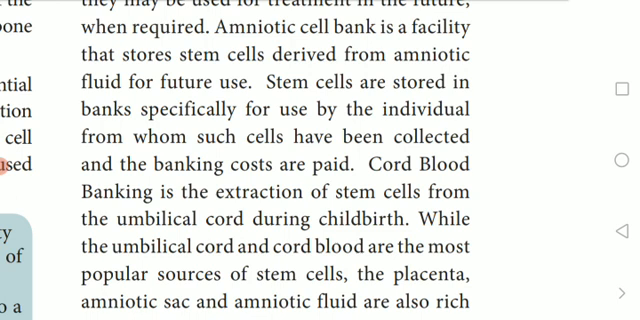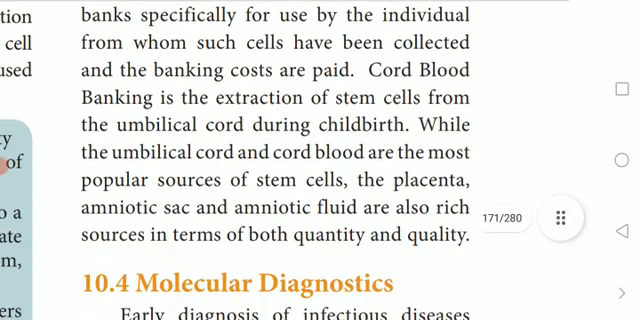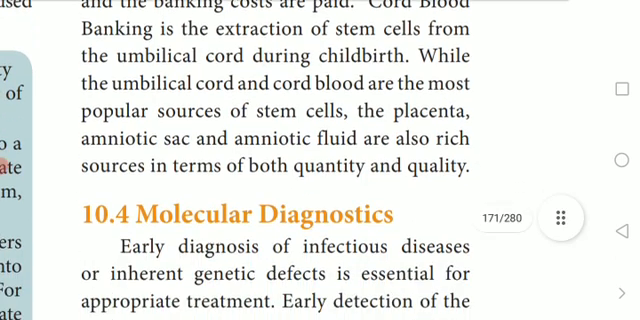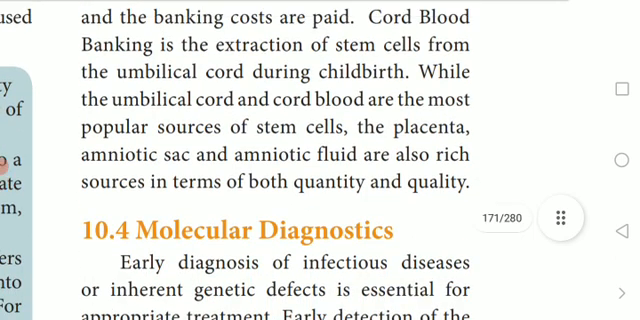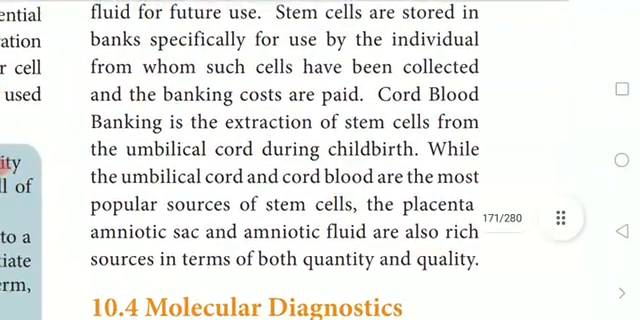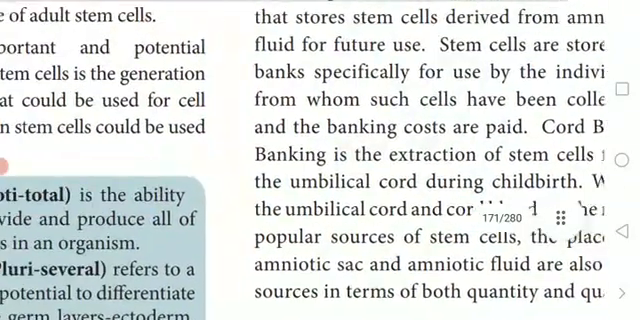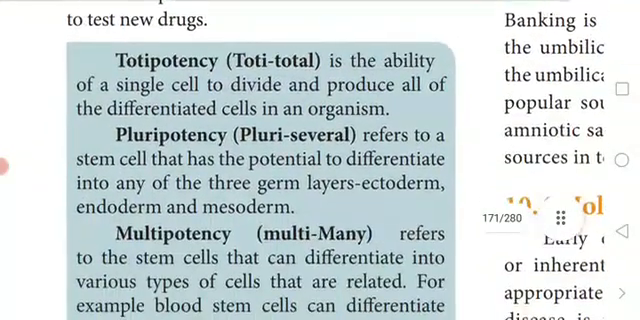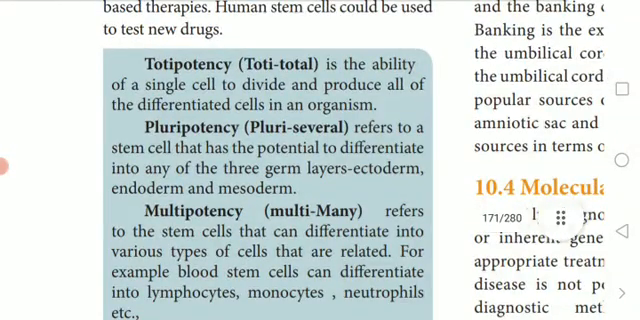An amniotic cell bank is a facility that stores stem cells derived from amniotic fluid for future use. Stem cells are stored in banks specifically for use by the individuals from whom such cells have been collected, and banking costs are paid.